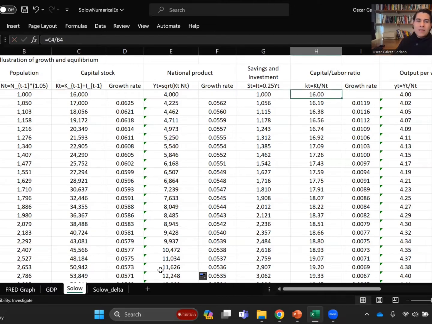But in the problem set, what I'm asking you is to plot the capital labor ratio. And capital labor ratio is just clearly the ratio between capital stock and population. So for example, in year zero, the capital per worker is 16, which is just the ratio between 16,000 and 1,000.